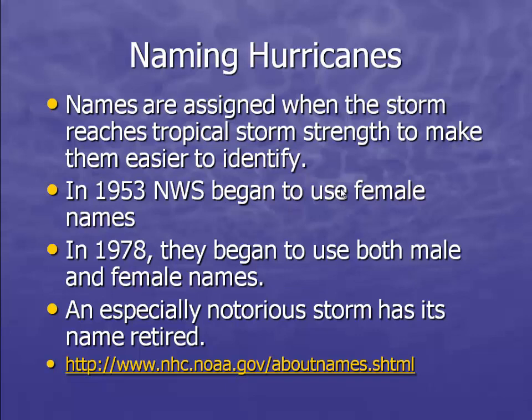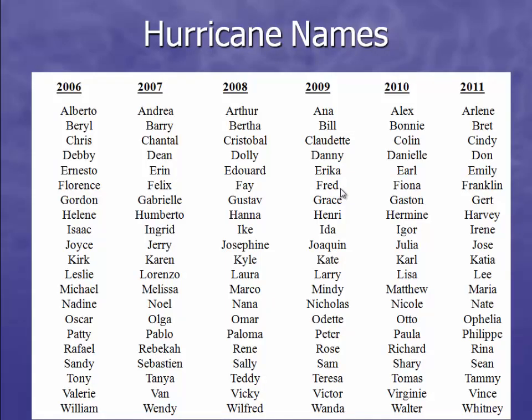So if a storm is notoriously deadly or costly or has a significant impact, the National Hurricane Center, which is based in Miami, Florida, will retire the name of that storm and replace it with another name. So here's just a list of rotating names. You'll see some names on here that have since been retired. Sandy has been retired since this. Katrina was on this list in 2005 and was replaced by Katia.